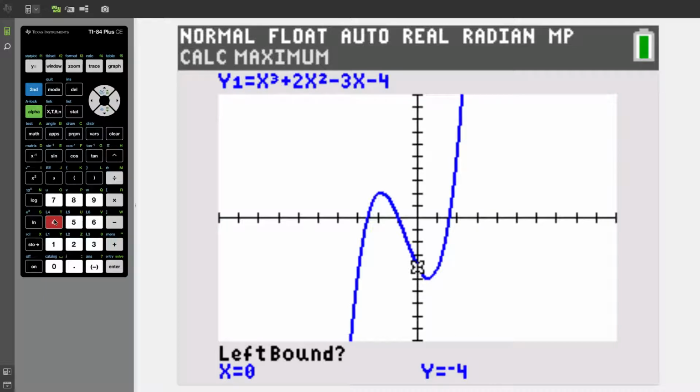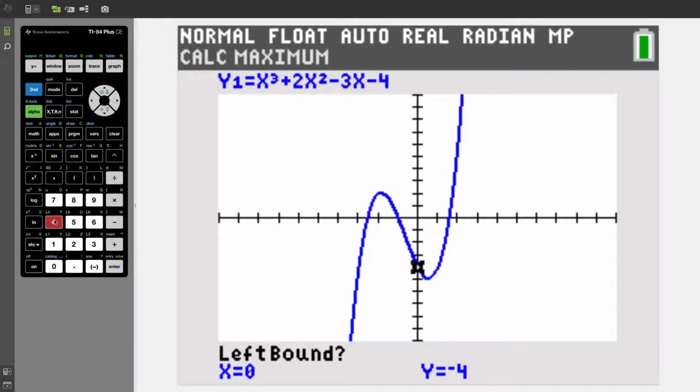Okay, so hit 4. Now this is the weird part, and I need everybody's full attention, so I don't have to explain this 15 times. When you choose min or max, it's going to ask you a set of 3 questions. Left bound, right bound, guess. When it's asking about the left bound here at the bottom, it's saying, put your cursor on the left side of the maximum.